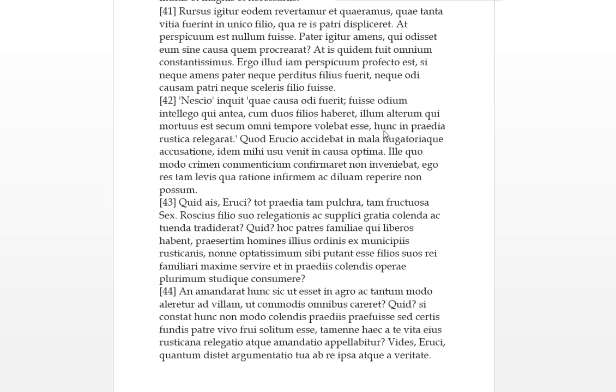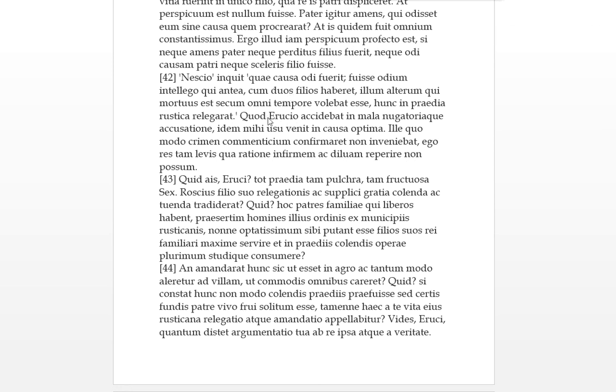Say hunc and hunc. This one in praedia rustica relegaret, and he had relegated this other one, the one who's on trial, to his rustic estate, or to his rural farm to do the work. Quod Euricio accidebat, imperfect. So what had happened to Euricio in mala nugatoria accusatione, nugatoria is a cool word, in this evil and basically rubbish, nugae means, in this accusation, so this in here is obviously taking the ablative.